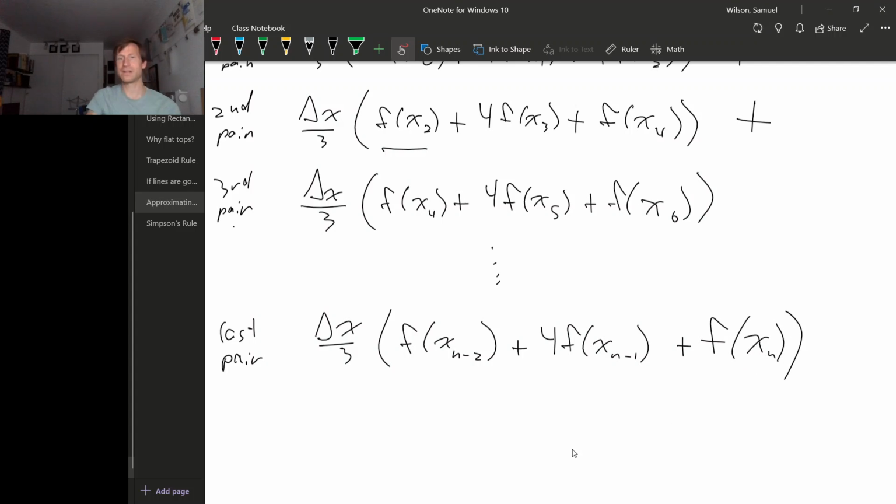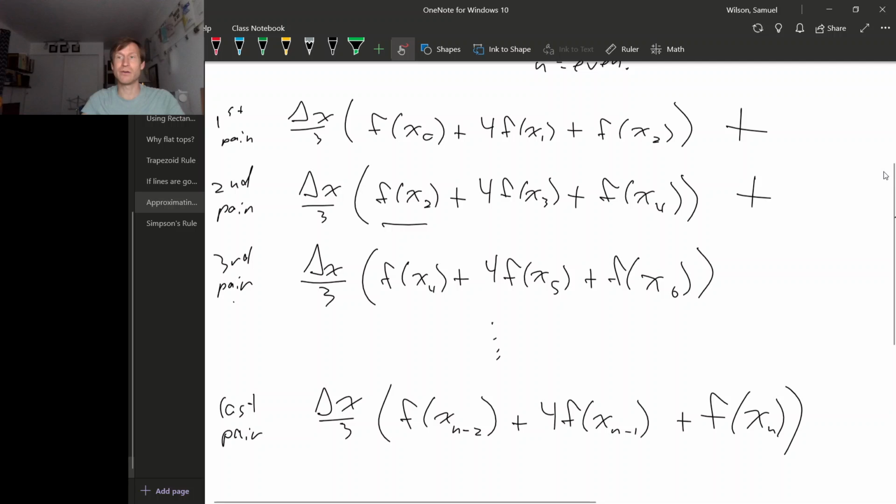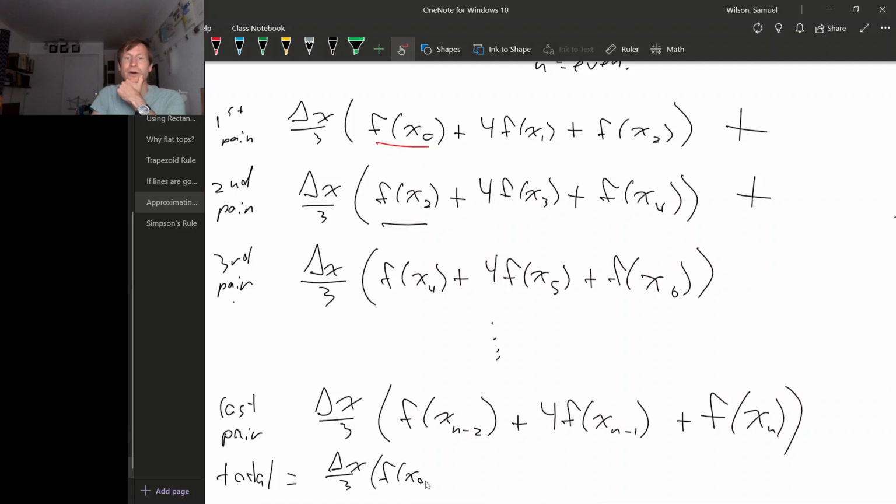Like that. Now let's look at the area for all of these pairs that we wrote down. All of them have a delta x over 3. So for our total, let's factor out that delta x over 3. Okay, so our very first one is just f of x sub 0. And then the next one is 4 times f of x sub 1. The next one is f of x sub 2, but it shows up twice, here once and here once. So there's 2 copies of it. So plus 2 times f of x sub 2.